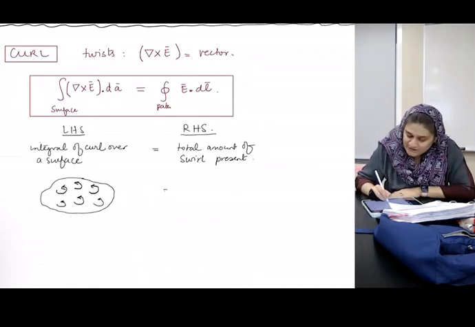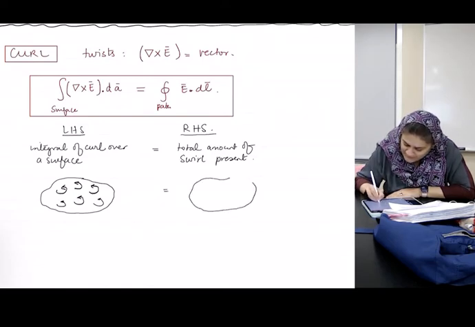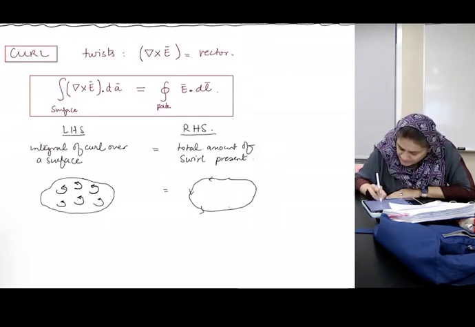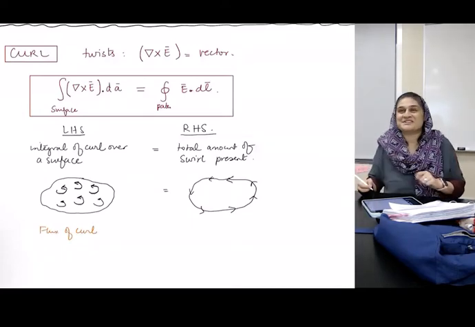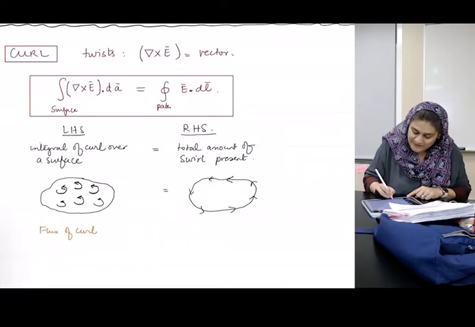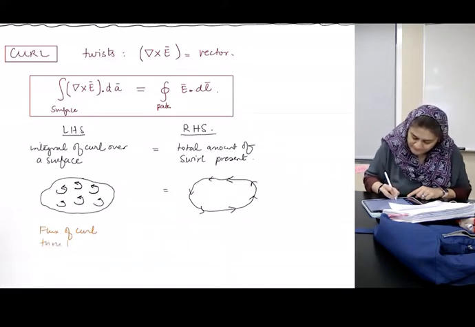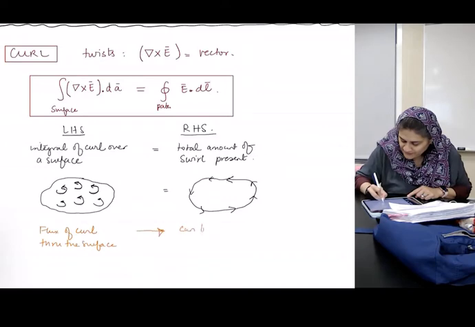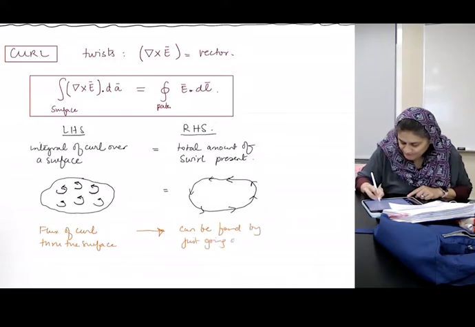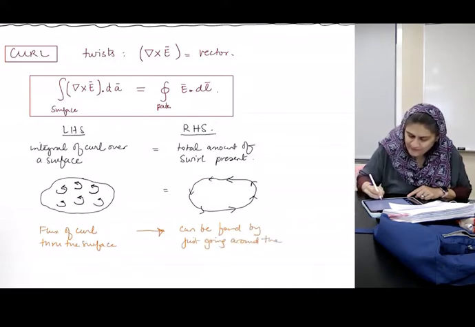All we worry about is what is happening to the surface of it. So instead, I will just worry about the same surface, the amount of total E over the whole surface. And he says, flux of curl, how much curl is present in our system through the surface, can be found by just going around the edge.